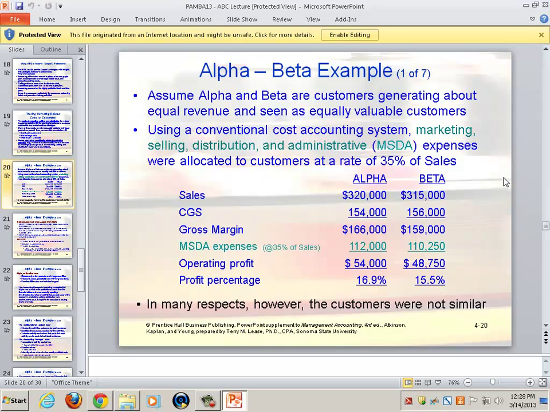But we need to assess the profitabilities of alpha and beta and suspect that allocating at a 35% uniform rate the expenses for customers doesn't reflect reality because these customers are very different. Alpha is very easy customer and beta is a very difficult customer. Easy and difficult in terms of what they demand.